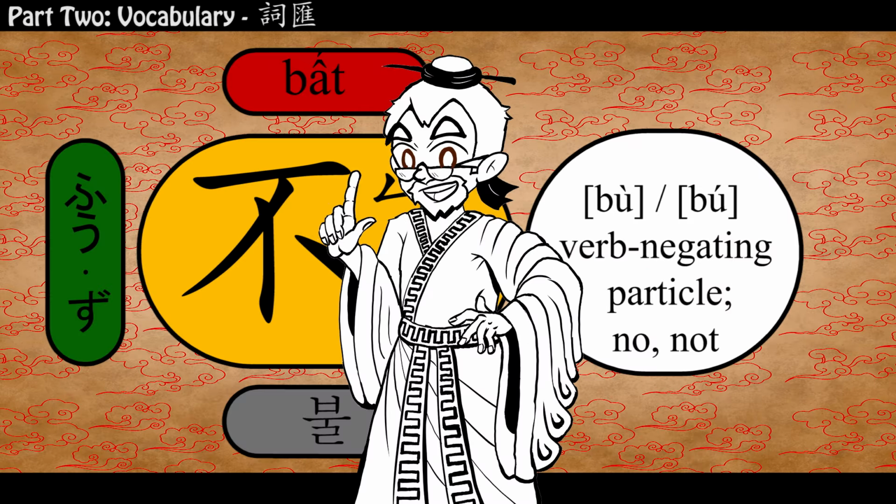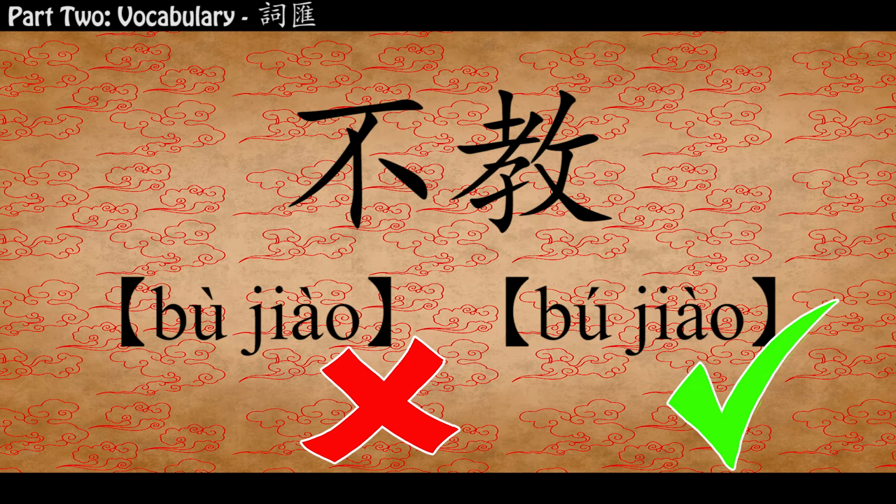Nerd note! In Mandarin Chinese, this character has two readings depending on if the following character has a fourth tone, that is the falling tone, or not. If the next character has a falling tone, 不 will instead be read as bú, that is in the second or rising tone. In other words, not teach is read as bù jiào and not bú jiào.